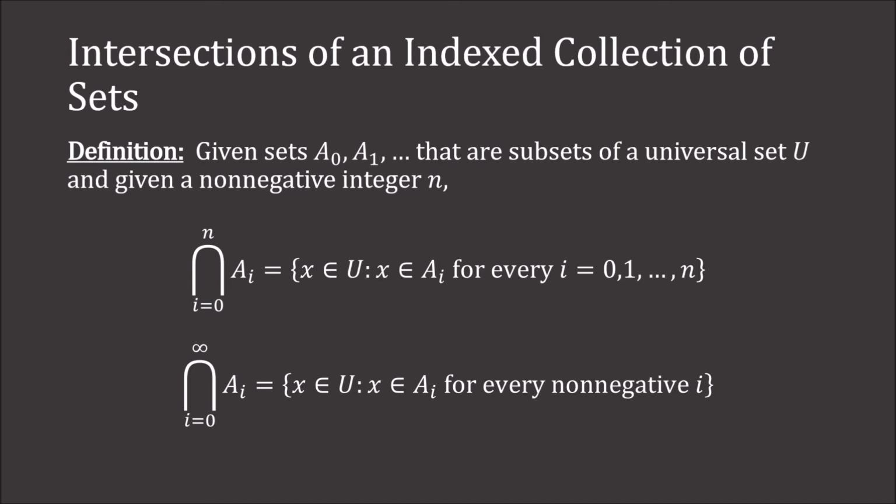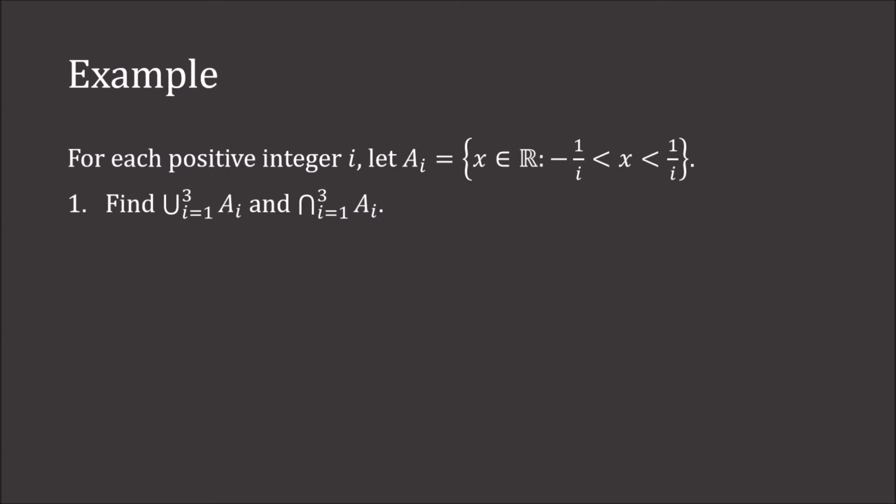So we're going to look at the two finite cases first, then we'll look at the two infinite cases. And we're going to use the same indexed collection of sets. For every positive integer i, a sub i is the set of real numbers x such that negative 1 over i is less than x, which is less than 1 over i. First, let's find the union of the first three a's and then the intersection of the first three a's. Another way of writing a sub i is the interval negative 1 over i to positive 1 over i.